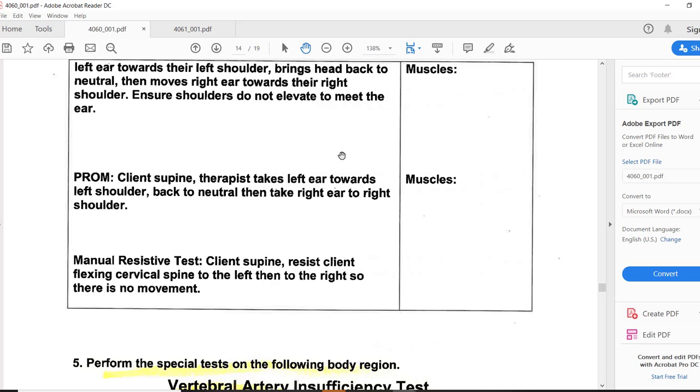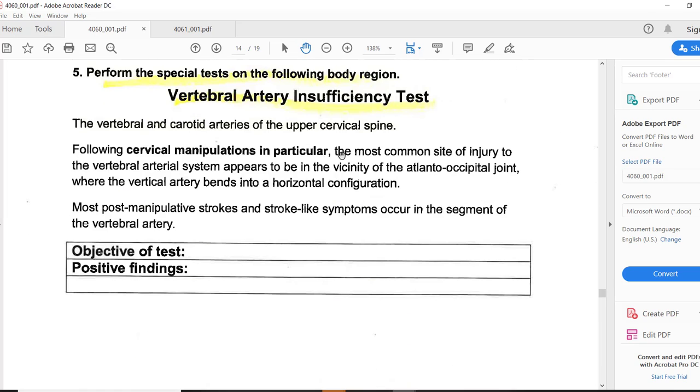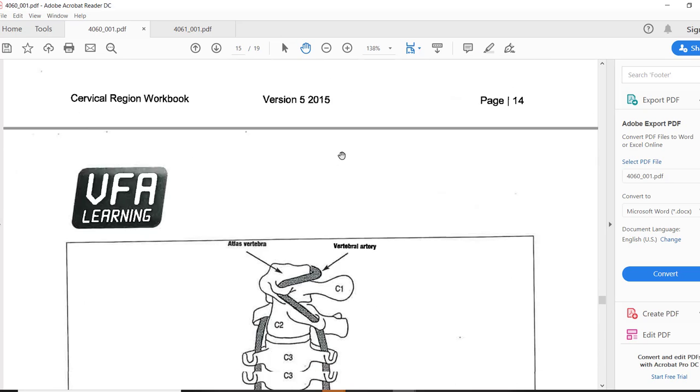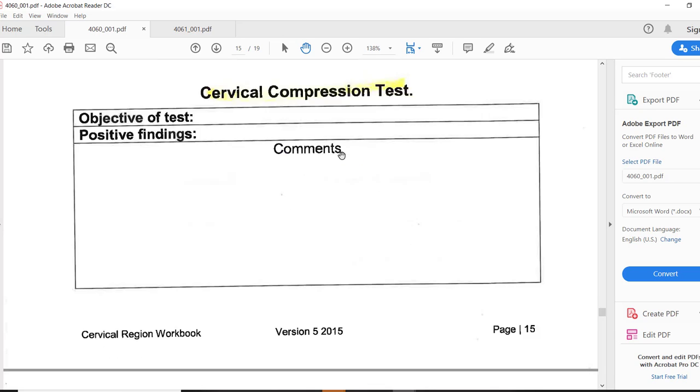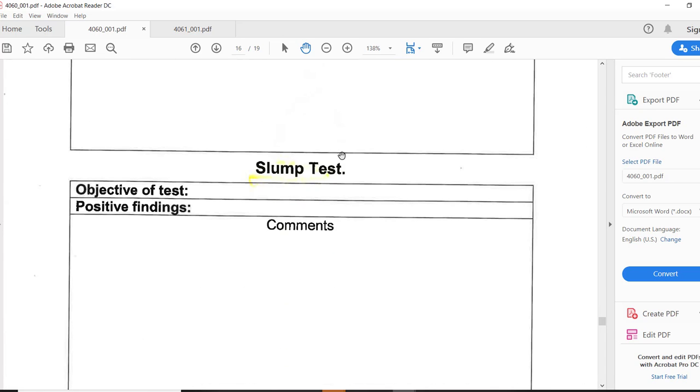Part 5 is a special test. So for the following, you need to identify the objective of the test, what a positive finding is, and then how that test is performed. So this needs to be done for the vertebral artery insufficiency test, the cervical compression test, the slump test.